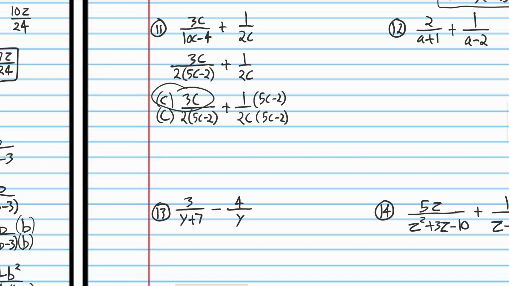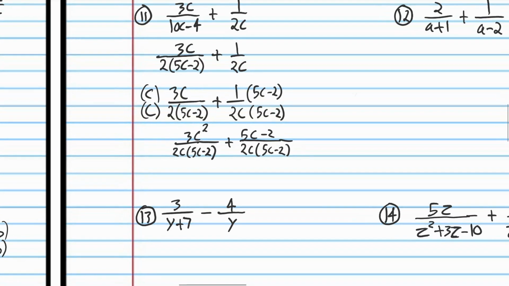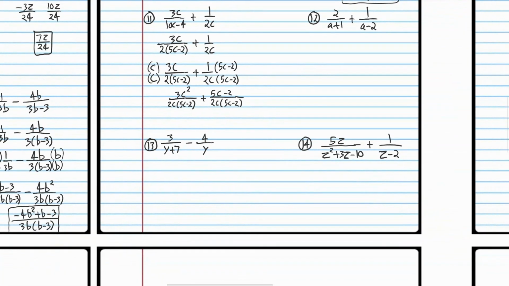So c times 3c is 3c squared. And I'm just going to combine the bottom. And 5c minus 2 times 1 is just 5c minus 2. And there we go. Now we have a common denominator. Again, if you're struggling to understand why we did it that way, it's just because now we have denominators that are exactly the same. It's very simple. It's not the only way to get a common denominator, but it's the easiest way.